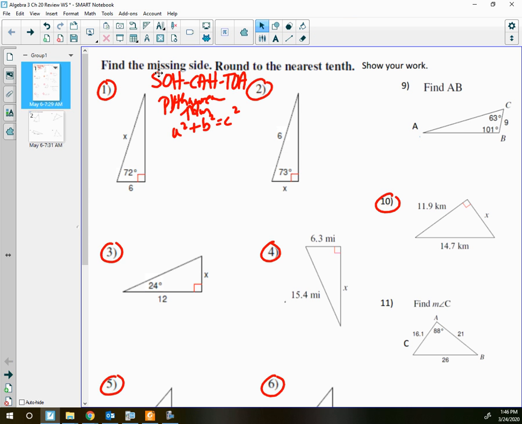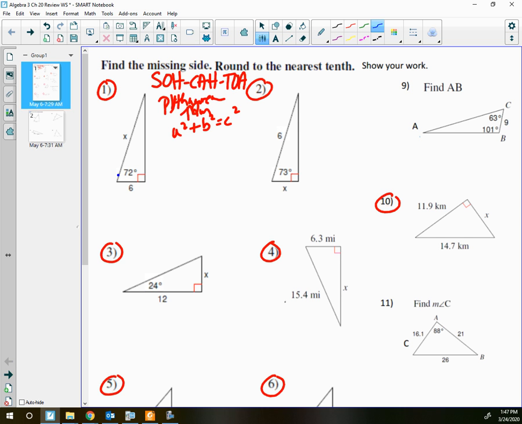So SOHCAHTOA, so sine is opposite over hypotenuse, cosine is adjacent over hypotenuse, tangent is opposite over adjacent, and Pythagorean theorem are kind of all in play. So I'd like to do one of each kind with you so you can see how each of those would work, and then we'll let you kind of go from there. So we'll do a couple of the right triangles. Let's just go ahead and start at number 1. I want you to think about what you're given and what you're trying to find, and then we'll see what we want to use for our trig ratio here.